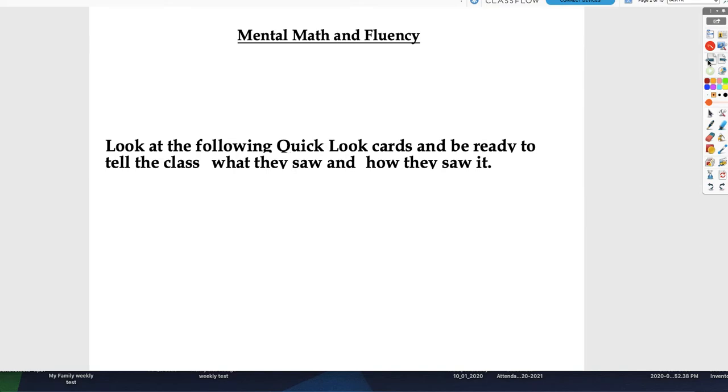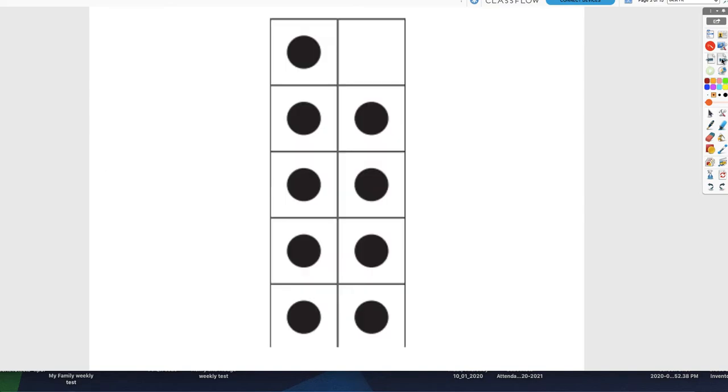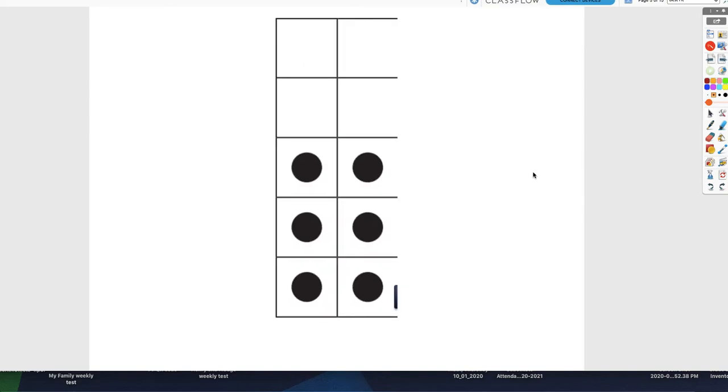Wow, Angelina recognized the doubles fact with that one. Fantastic, Angelina. You'll be ready when we do doubles facts. She said there was 3 on the left side and 3 on the right side, and she knows the doubles fact 3 plus 3 is 6. Did anybody else know there were 6 but find it out in a different way?